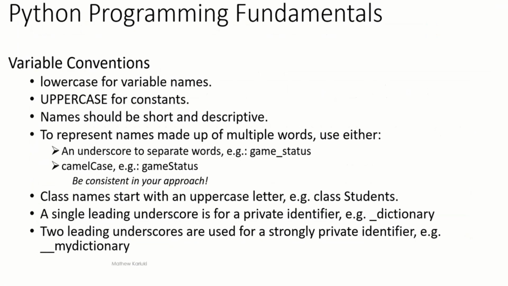There are several variable naming conventions, most of which are not mandatory, but very vital for readability of code and avoiding confusion. Variable names should be all lowercase, while constants should be in uppercase. Variable names should be short and descriptive. For variable names made up of multiple words, use either an underscore to separate the words or use camel case. Whichever approach you choose, please be consistent. Class names should always start with an uppercase letter. A single leading underscore should be for a private identifier and two leading underscores used for a strong private identifier.